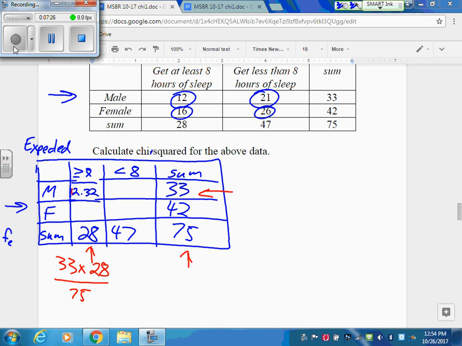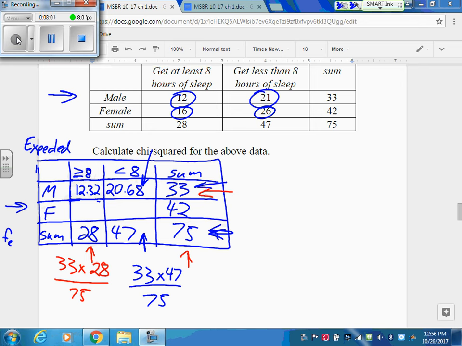All right. And now I'm going to get this next value, which is the male and the less than 8, which is going to be this box right here. So I look for the row total, which is still 33 because there were 33 males, and then the column total, which was 47 this time. So 33 times 47, divide all that by 75, and I get 20.68. Again, where did that 20.68 come from? I multiplied the row total times the column total and divided by the grand total of that particular value, which was the males and less than 8.